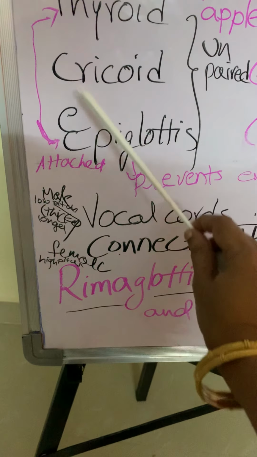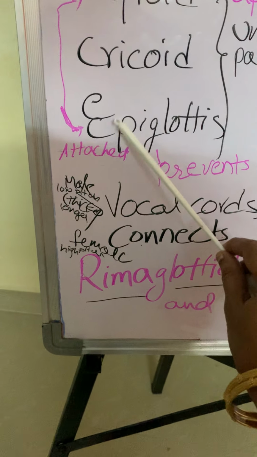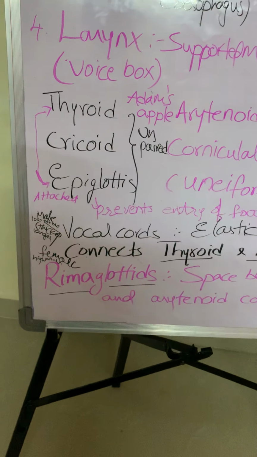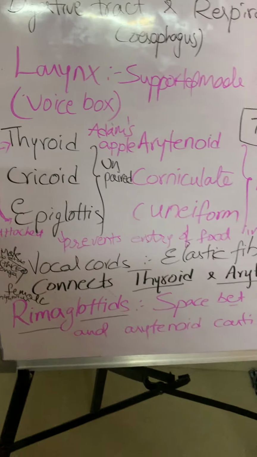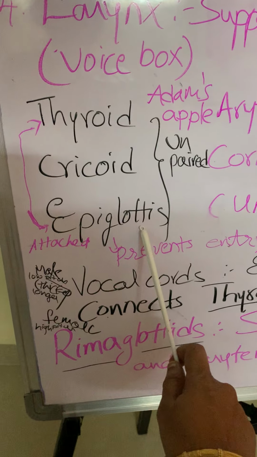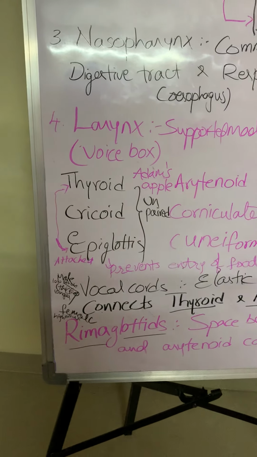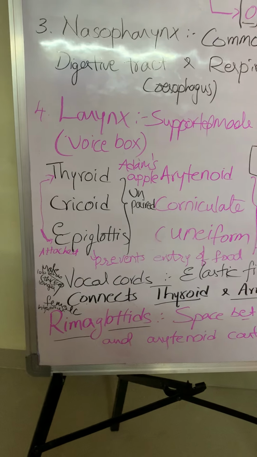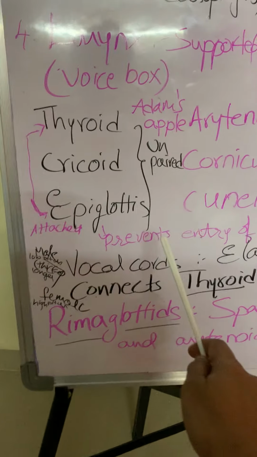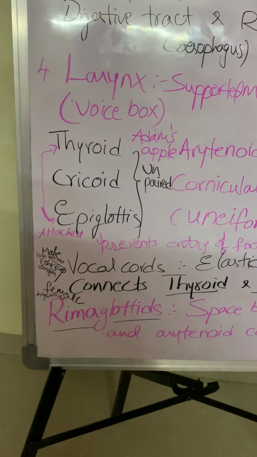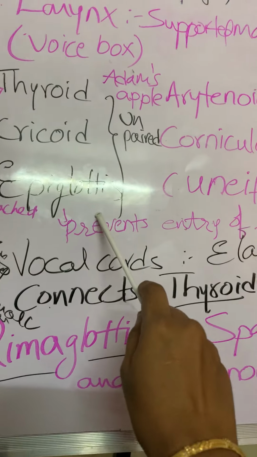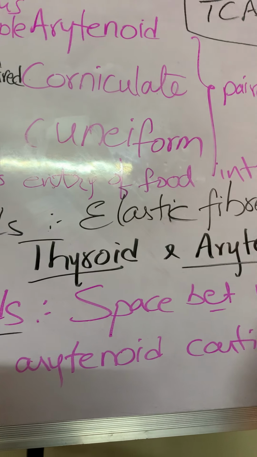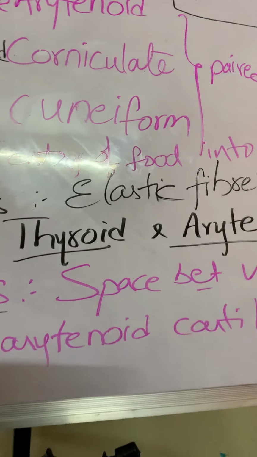Epiglottis. The epiglottis is attached to the thyroid cartilage on the ventral side, and this epiglottis is a leaf-like cartilage or a flap which covers the glottis. So the epiglottis prevents the entry of food into the larynx through the glottis.